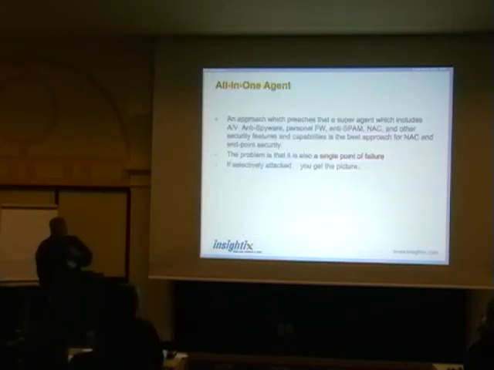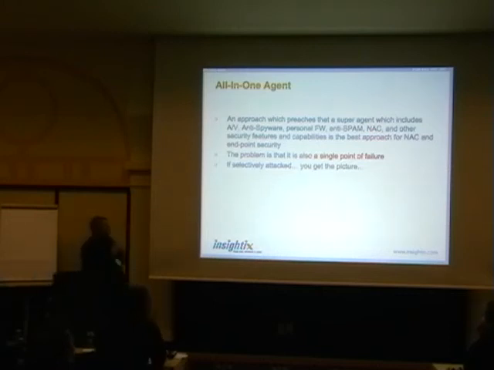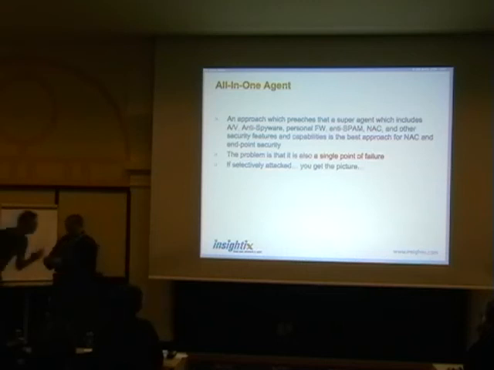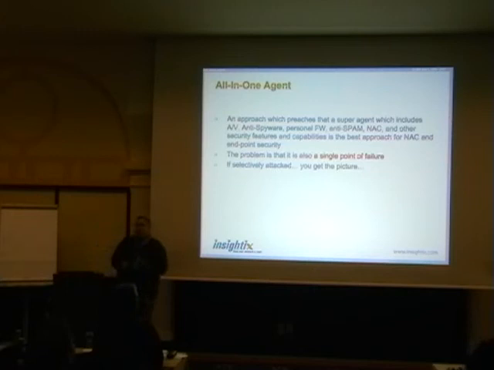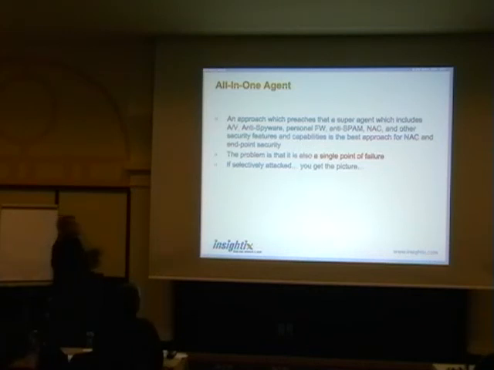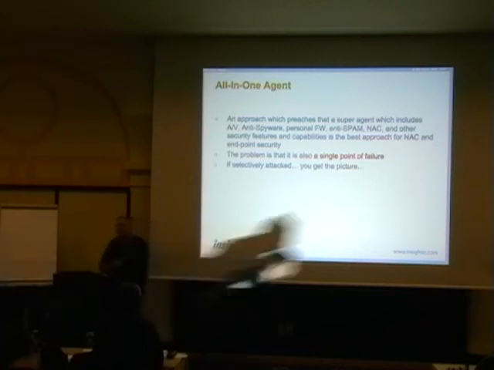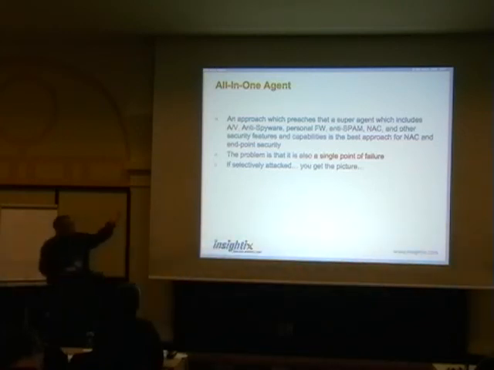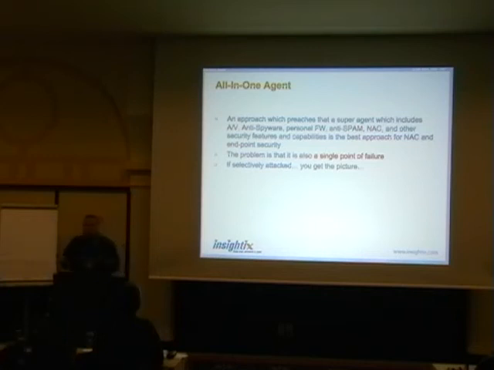So that actually brings us to the all-in-one agent. There's also a trend where some companies say, okay, let's install a super agent, and we'll put antivirus, anti-spyware, personal firewall, anti-spam, kNAC, and in the future, whatever you would like, just $29.95. And the problem is that everything is located in one place. So if I am able to make this fail, basically all of your defenses are useless.